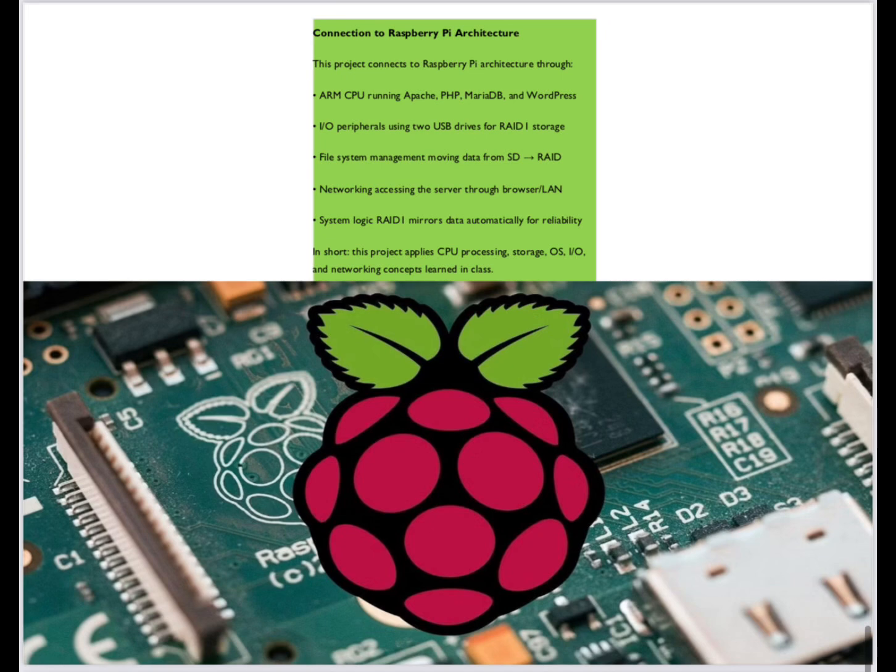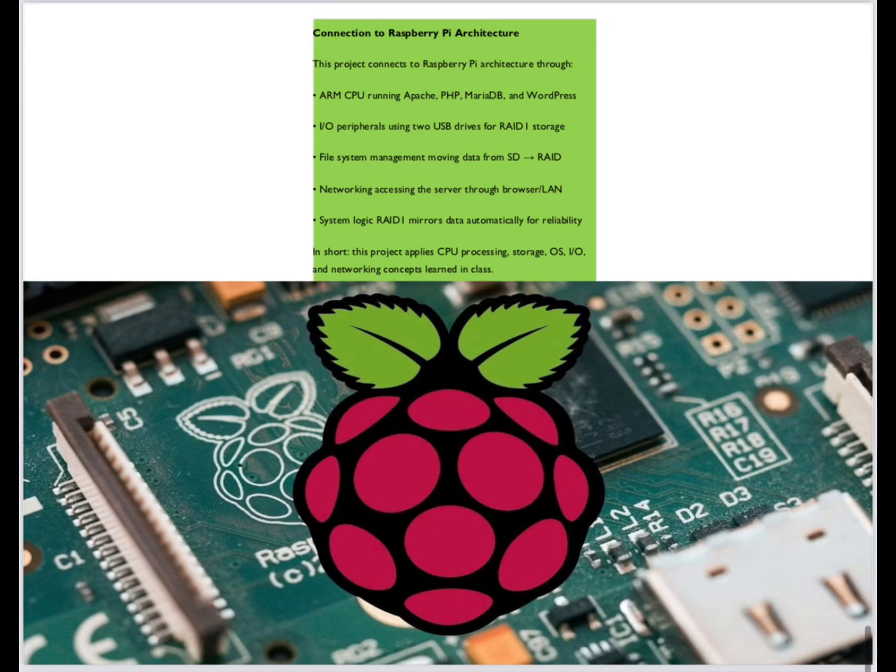Third, the I/O and USB subsystem. I connected two USB storage drives to create my RAID1 array. This is a perfect example of how the Raspberry Pi handles input-output devices. The bus consistently reads and writes data to both drives at the same time, mirroring every block, which deepened my understanding of I/O, bandwidth, and the hardware communication pathways we studied.